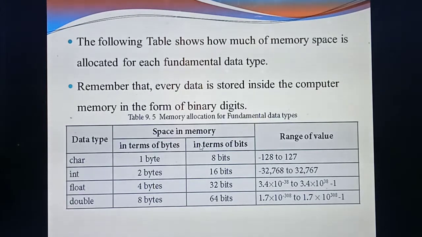Next we are going to study the memory space allocation for each data type. You have studied 5 fundamental data types. Among that, 4 are very important. Void is an empty set of values, so leave it. Among that, 4 are very important. What are they? Character, int, float and double. Now we are going to study how much memory space is required to allocate for each data type.